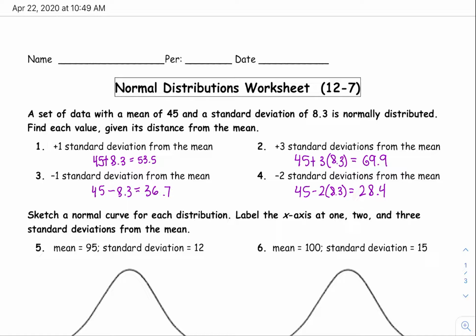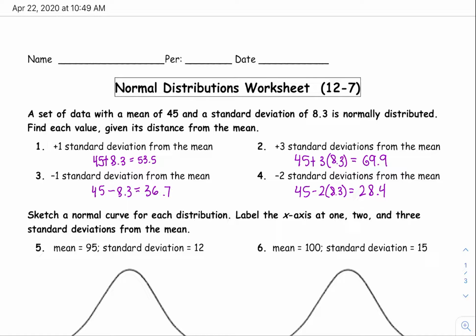Guys, here's your homework on the normal distribution worksheet. Okay, so this is a refresher from last week, because that was the first week we went over it. Last week? Oh, no, that was spring break. Two weeks ago.